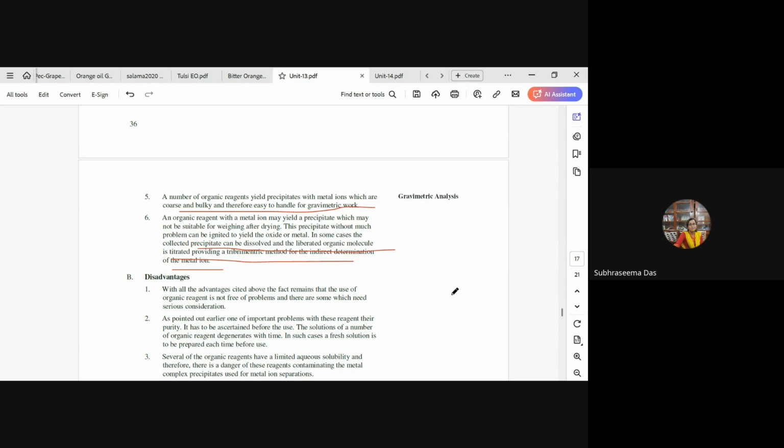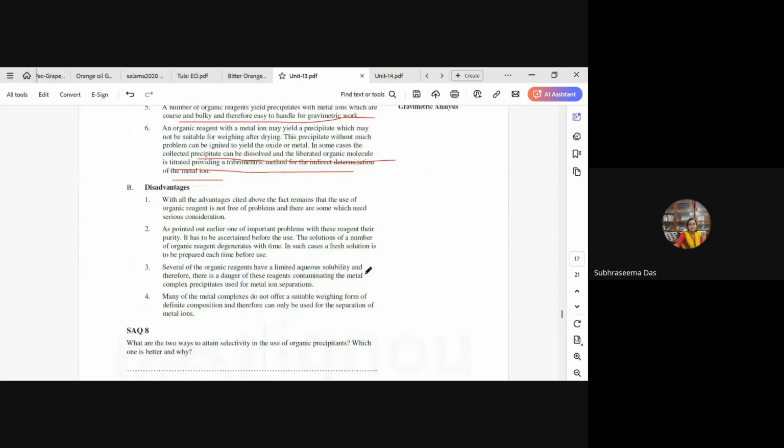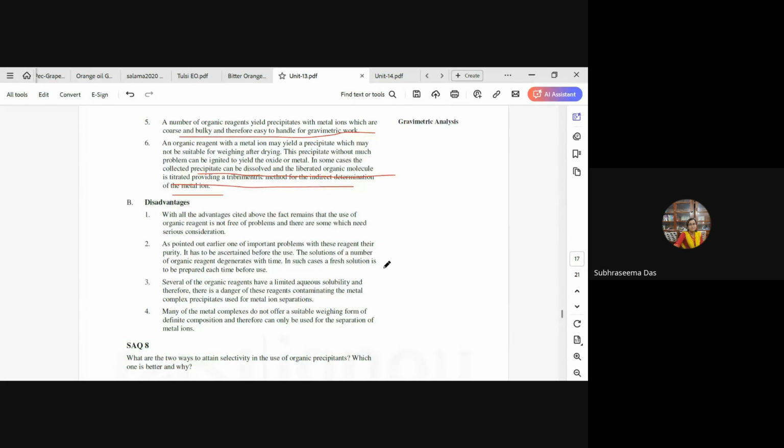So these are some of the advantages of this process. Then coming to the disadvantages. With all the advantages, one fact that remains a disadvantage of this process is that the use of organic reagent is very problematic, and it poses serious health risks to the person who is performing the experiment.